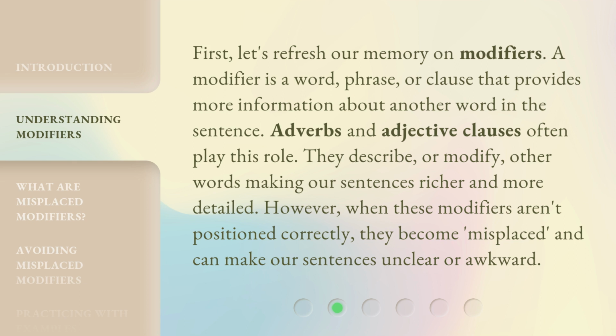First, let's refresh our memory on modifiers. A modifier is a word, phrase, or clause that provides more information about another word in the sentence. Adverbs and adjective clauses often play this role. They describe, or modify, other words, making our sentences richer and more detailed. However, when these modifiers aren't positioned correctly, they become misplaced and can make our sentences unclear or awkward.